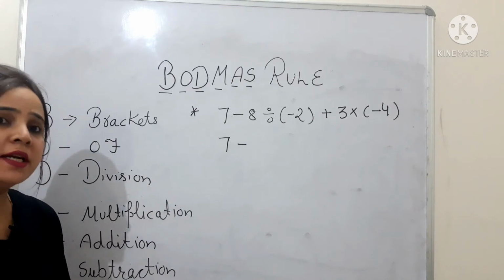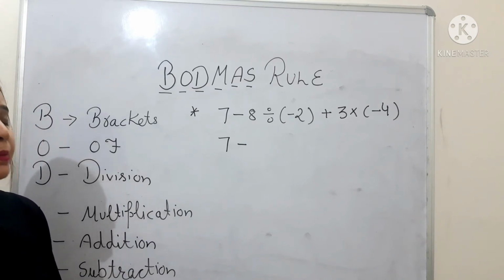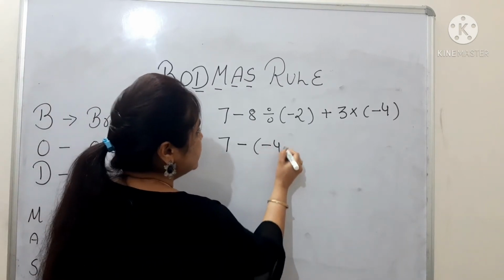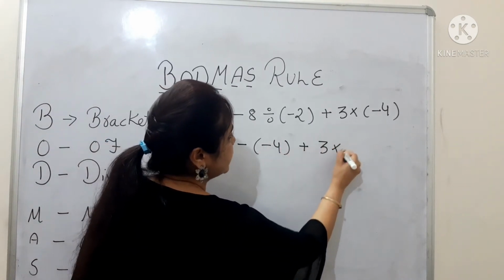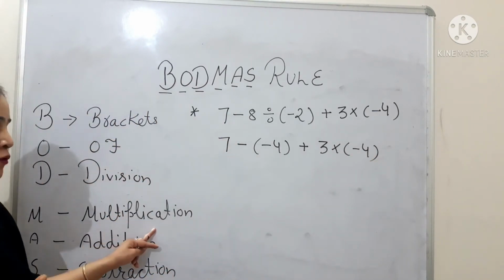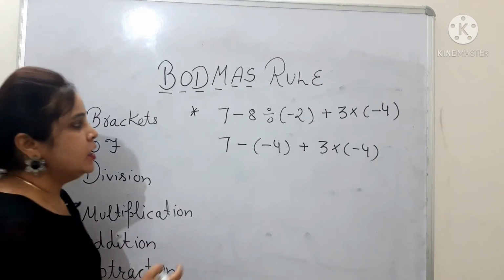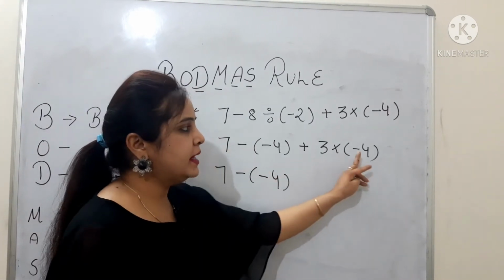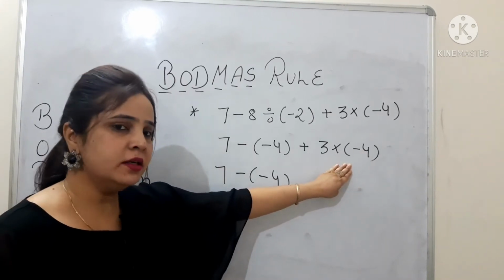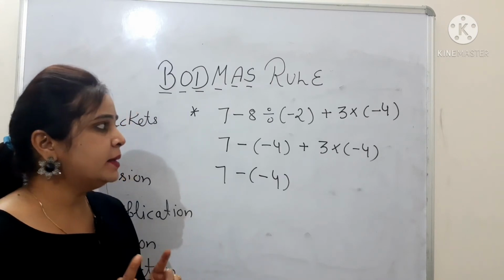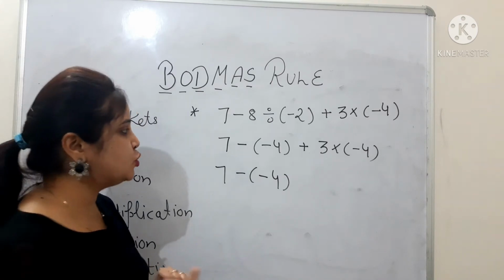Yes, we had already studied this in integers. So 8 divided by minus 2 is what? Very good, it will be minus 4. Clear? Now step by step I will be doing. After doing our division, which fundamental operation do I have to perform? Multiplication. So 3 multiplied by minus 4. 3 multiplied by minus 4 is what? Yes, very good, it is minus 12.